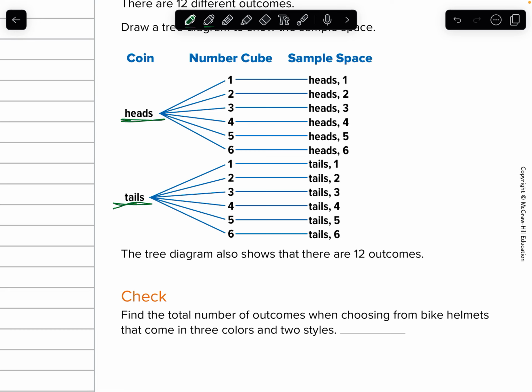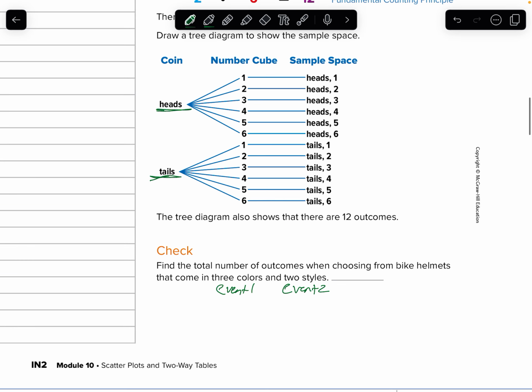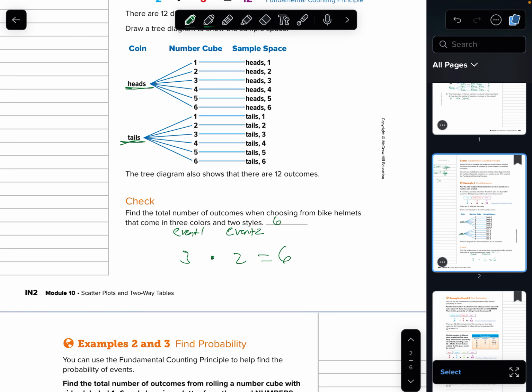So find the number of total outcomes when choosing from bike helmets that come in 3 colors and 2 styles, okay? I'll give you a hint. This is event 1 and this is event 2, okay? Go and figure that out. And once you're done, open up your spiral notebook. Okay, so we have event 1 has 3, event 2 has 2, 3 times 2. So we have 6 possible outcomes.